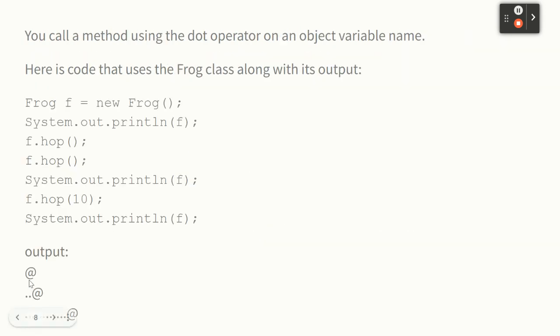So the first print prints out this little @ symbol, and it's at 0. We hop twice. I print again. Here, we hop twice. There's a little period symbol for every hop. That's just how I made the frog work. And then finally, we hop 10 more. So now there's 12 little dots, and then the frog.